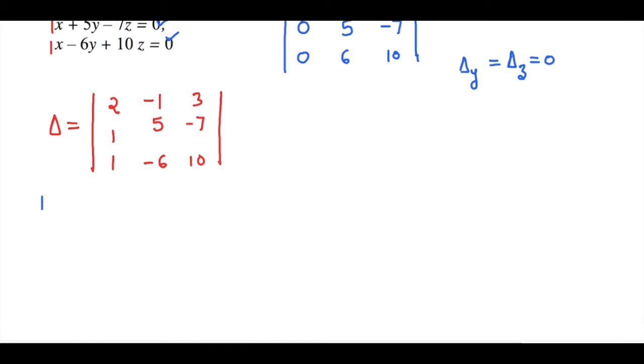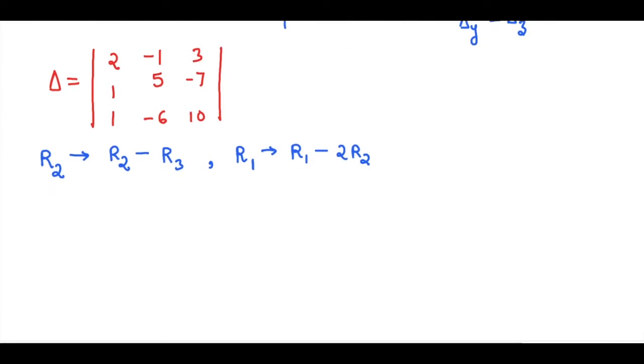First, we will do the process with row R2. In row R2, we will do R2 minus R3, and second, we will do it in row R1. In row R1, we will do R1 minus twice of R2. So let's do this process.